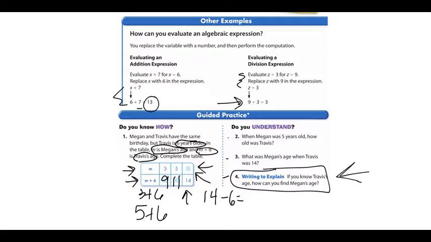You're going to continue to evaluate expressions or simplify them, making sure you understand what each variable represents. So make sure you read the directions in the independent practice. It says each expression for n equals 5 and n equals 2. So pay attention to that.